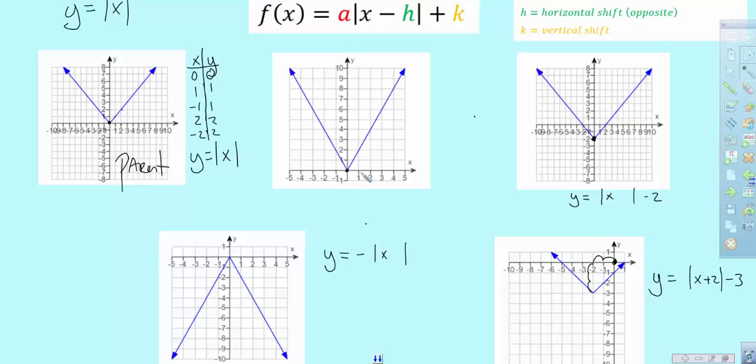Well, then what about this guy? Okay, well, let's take a look. I'm just going to change the blue here. So we make our little table of values. And we say, okay, well, we plug in 0, we get out 0. We plug in 1, we get out 2. We plug in negative 1, we get out 2. We plug in positive 2, we get out 4. We plug in negative 2, we get out 4.